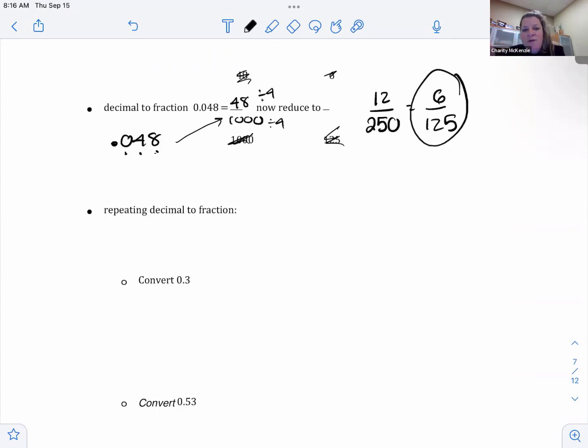So that's how you can go from a decimal to a fraction. You basically are putting it over 10 if it's in the tenths place, or 100 if it's in the hundredths place, or 1,000 like this one because it was in the thousandths place.